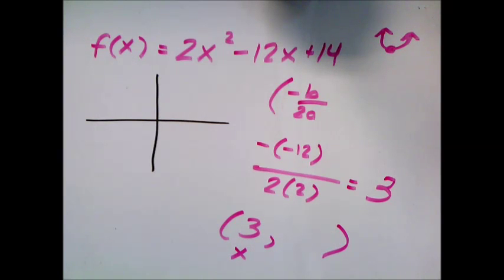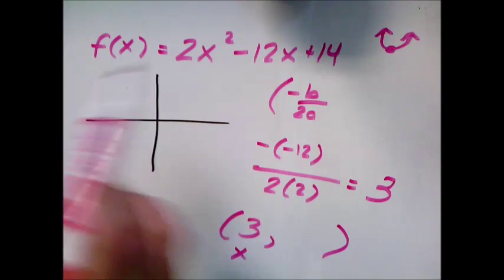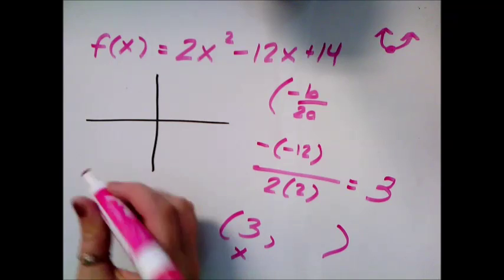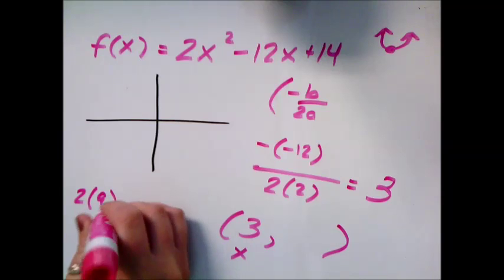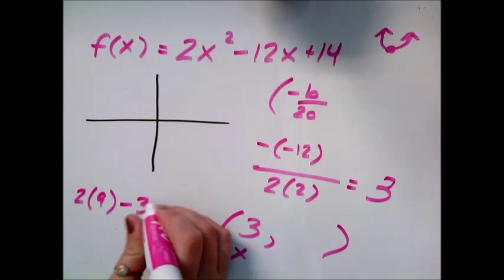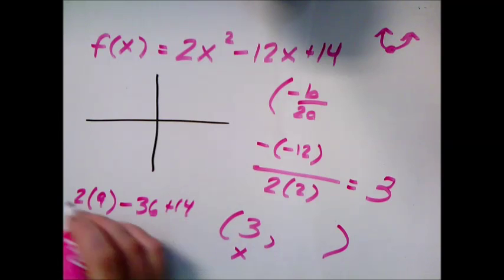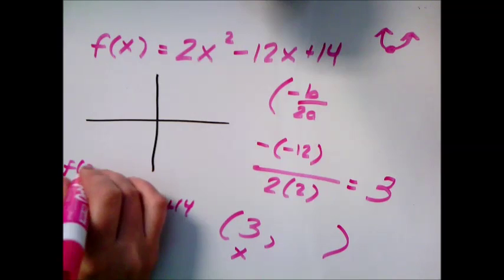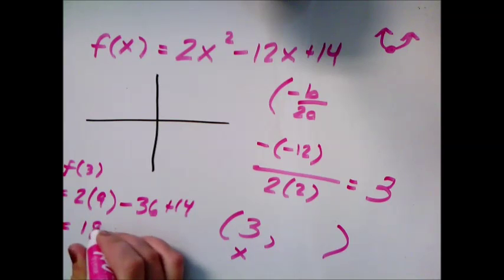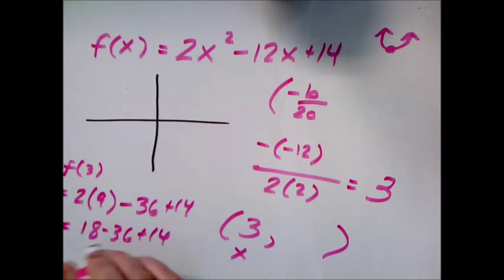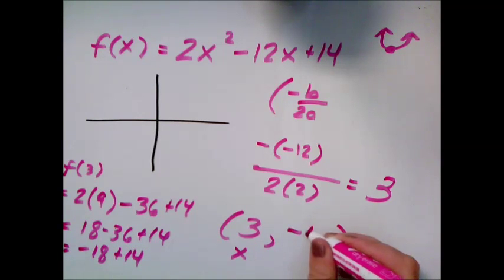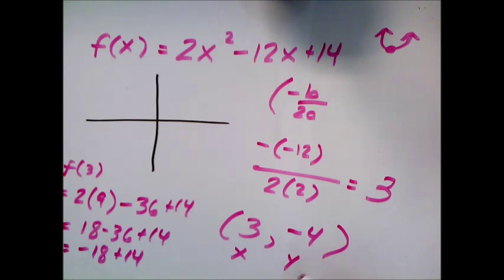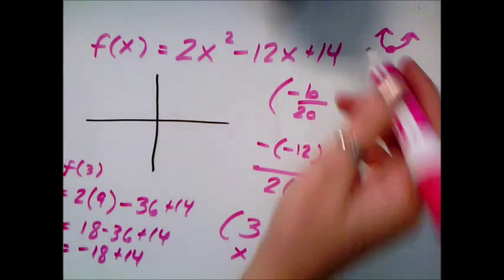All right, so I know the vertex then, at least the x value. Well, how can I figure out the y value? Put it back into my equation. How do I get any point, right? I put in different x's and I get different outputs. So if I put 3 in there, I get 2 times 3 squared is 9, minus 12 times 3 is 36, plus 14. So this is my f of 3. So 18 minus 36 plus 14. 18 minus 36 is negative 18, plus 14 gives us negative 4. So now I have this x, f of x point that I know is the minimum.